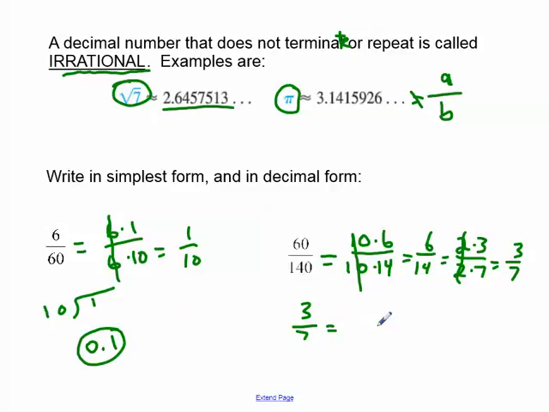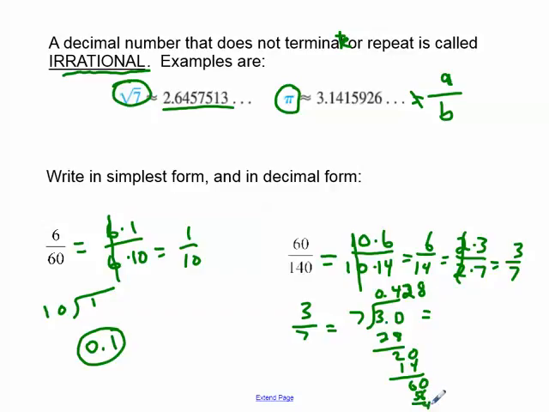3/7 is, well, let's see, 3 divided by 7 is a repeating decimal. Take my word for it. Put a 0 in here. Let's see, 0.4 is 28. I've got a 2. Drop down the 0. 7 into 20 is 2. I've got 14. I've got 6. 60. 7 into 60. 8. 7 times 8, 56.